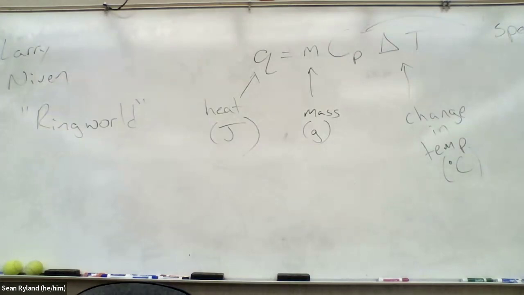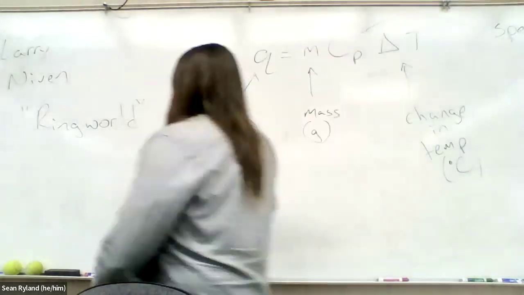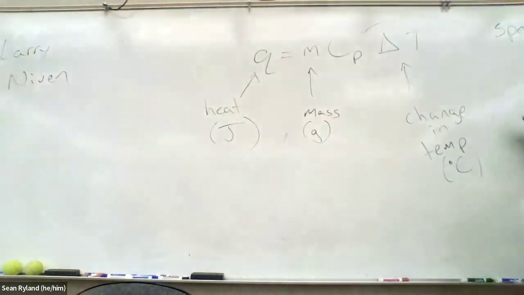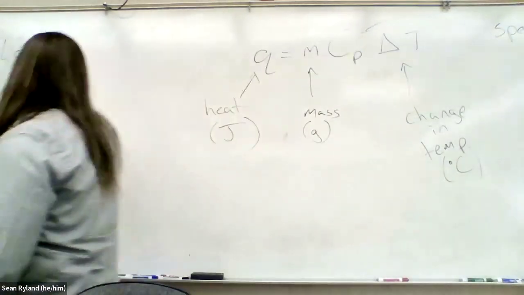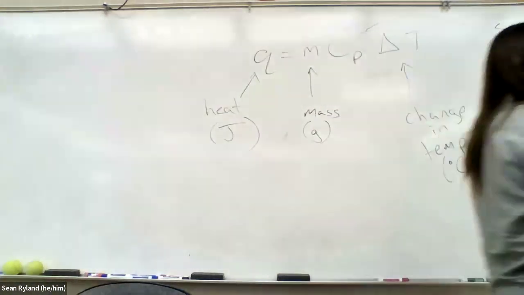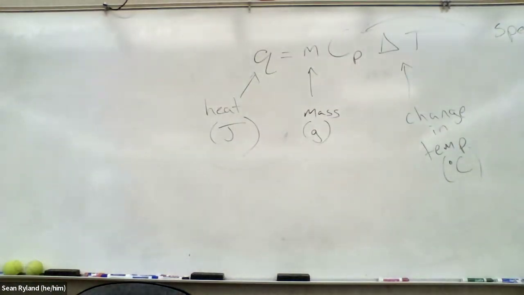So here's an example. If you burn 1 gram of table sugar, it produces 16.5 kilojoules of energy. If all of that energy goes into a 120 gram sample of water, what's the temperature change of the water? There will be change. You can even be more specific and say it's going to go up. The temperature change will be positive.